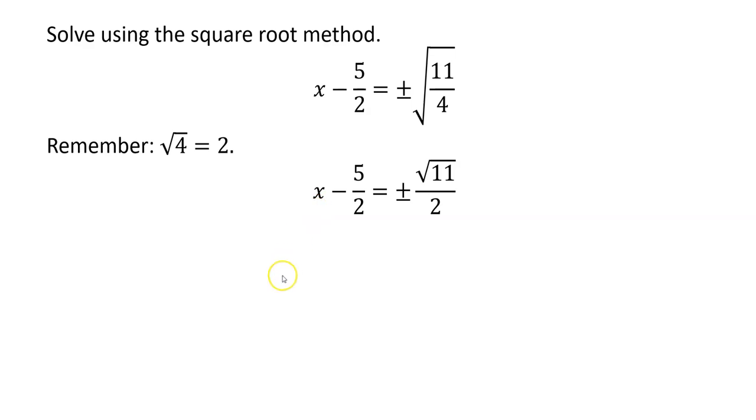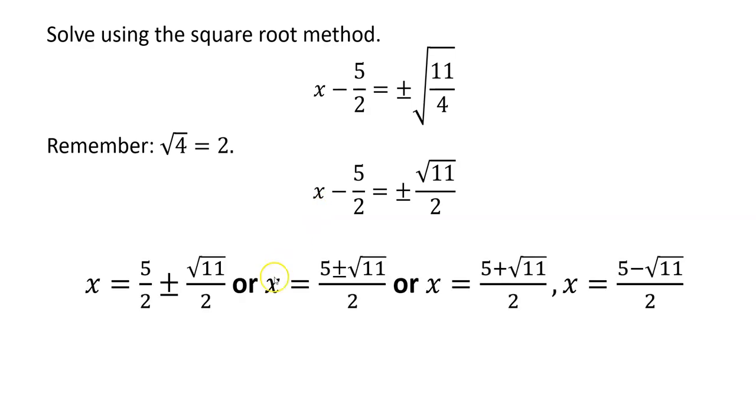So to get x by itself, we add 5/2 to both sides. Now, there are 3 ways here that you can write it. The first is when we just add 5/2 to both sides: 5/2 plus or minus the square root of 11 over 2. Or, because both of those denominators are 2, we can put those together as one fraction: 5 plus or minus square root of 11, all over 2. Or we can write them as 2 separate answers, right? 5 plus square root of 11 over 2 or 5 minus square root of 11 over 2.